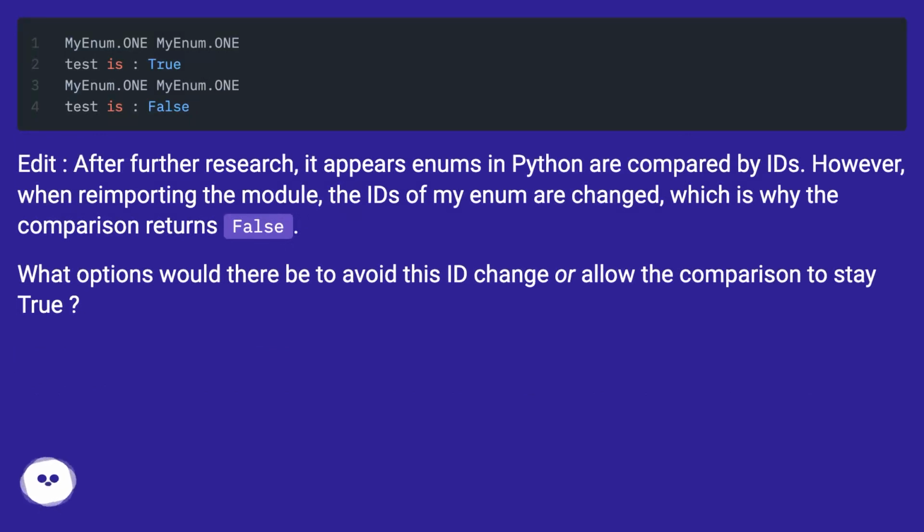Edit. After further research, it appears enums in Python are compared by IDs. However, when re-importing the module, the IDs of my enum are changed, which is why the comparison returns false. What options would there be to avoid this ID change or allow the comparison to stay true?